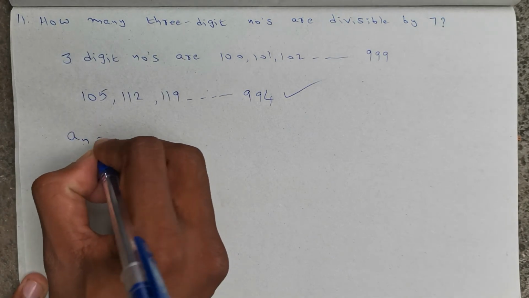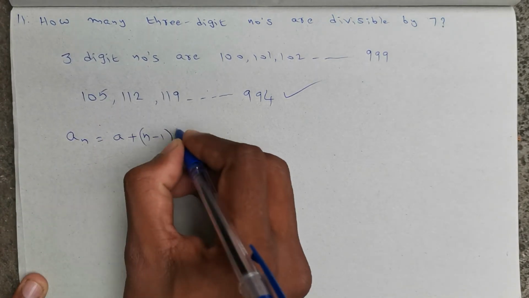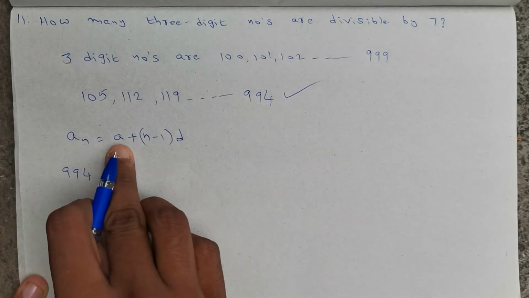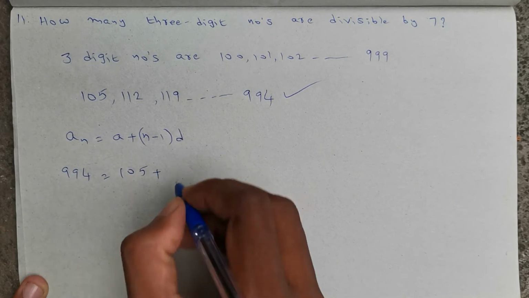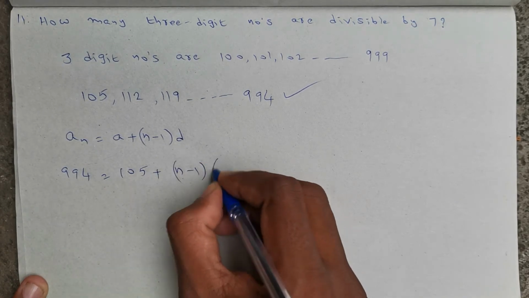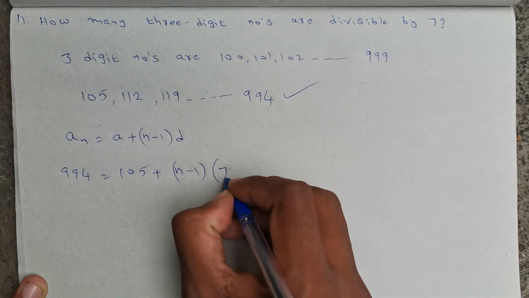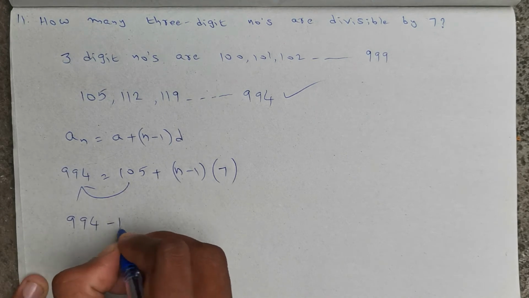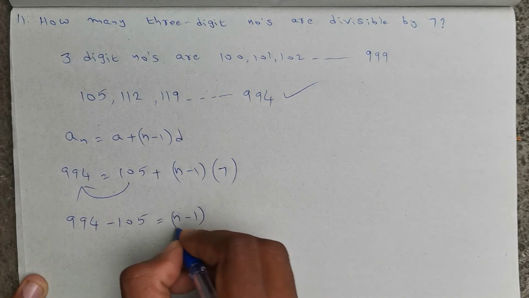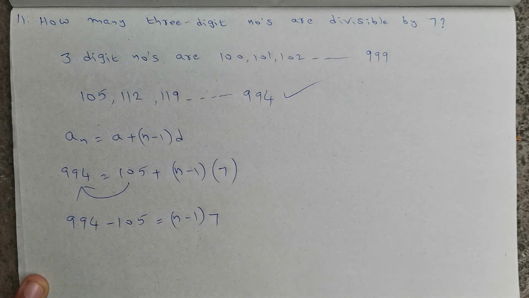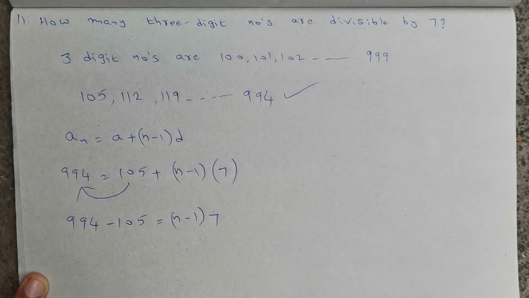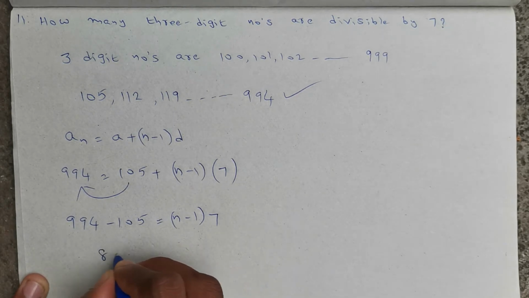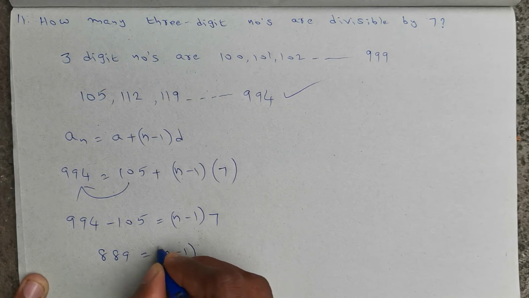Nth term formula. An is equals to A plus n minus 1 into D. An, the last term, 994 is equals to A value 105 plus n we don't know. Common difference, it is divisible by 7, so compulsorily it will be 7 only. Now this 105 I will take to the left side, so we will get 994 minus 105 is equals to n minus 1 into 7. Okay, here 994 minus 105 is equals to 889, which is equals to n minus 1 into 7.